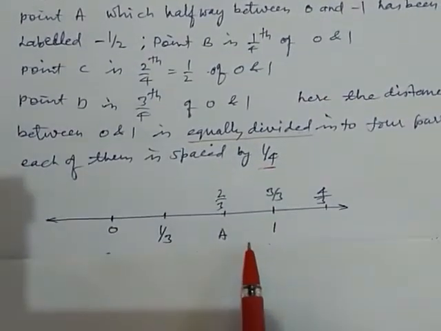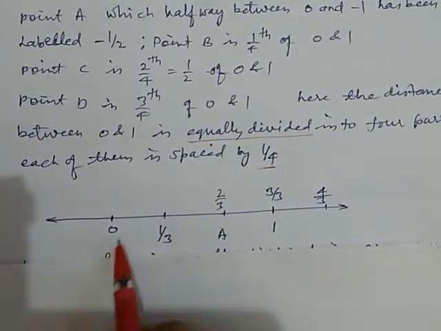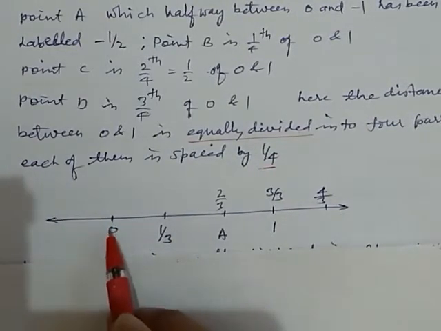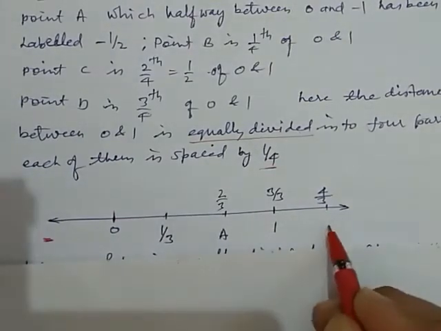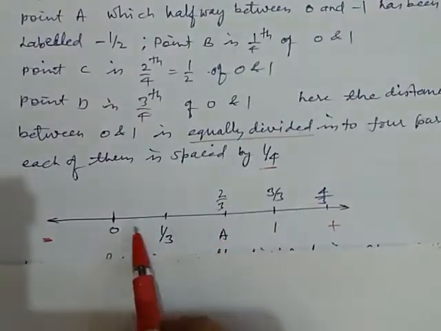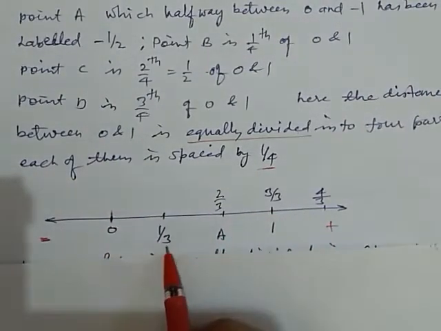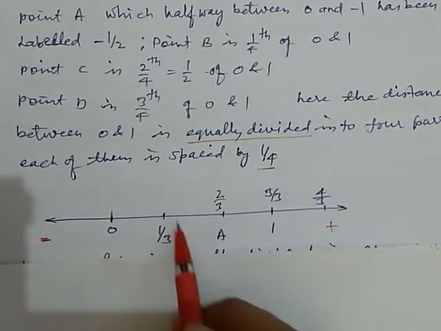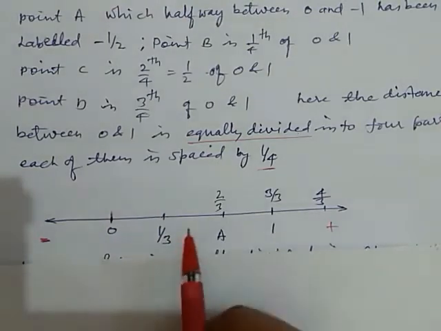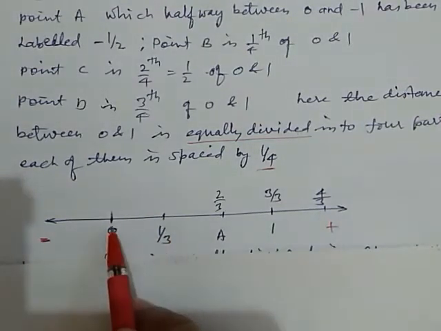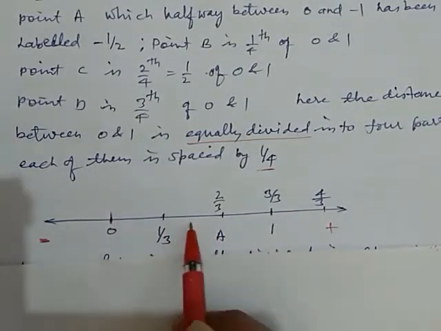now we take another number line, in which this is 0, this is the negative side, this is the positive side. Now this is our 1 unit, 0 and 1. Here the fraction is 1/3, so the denominator has the value 3. That's why we have to divide this 1 unit into 3 equal parts.